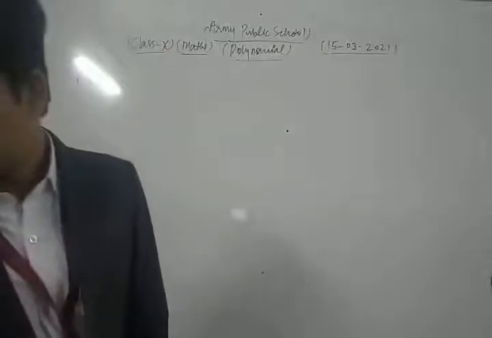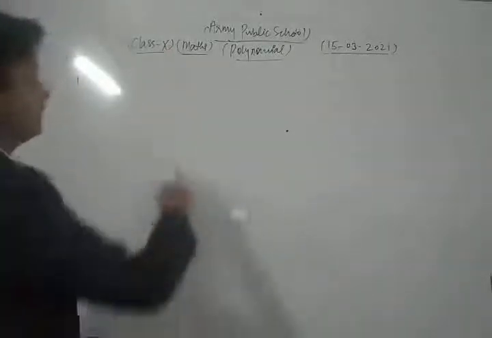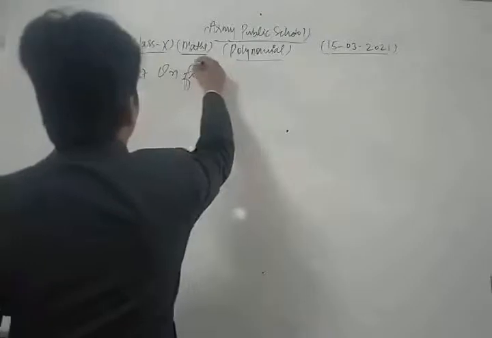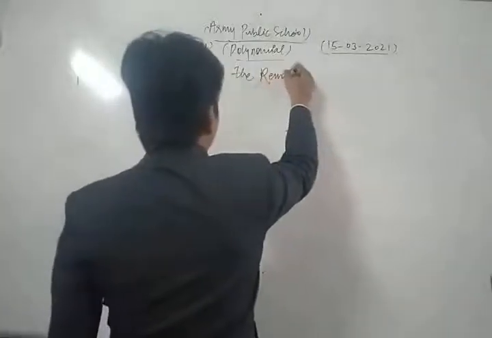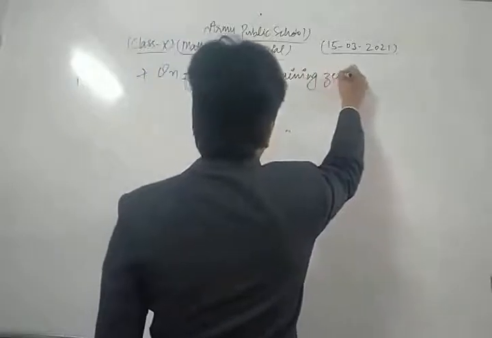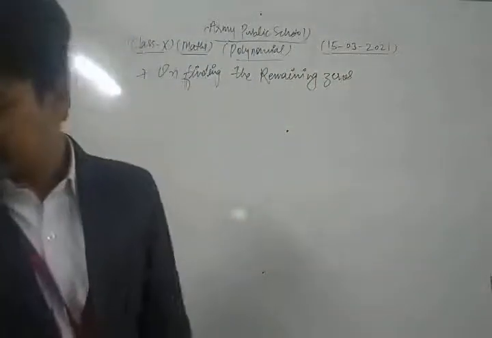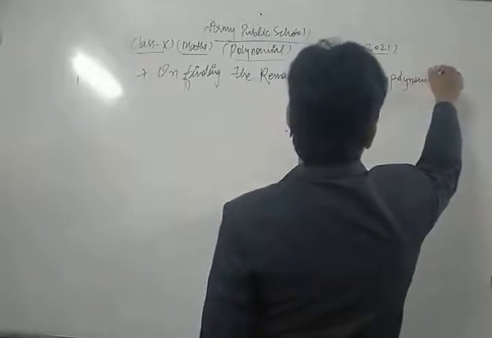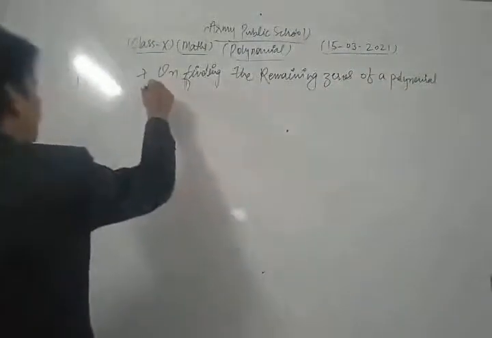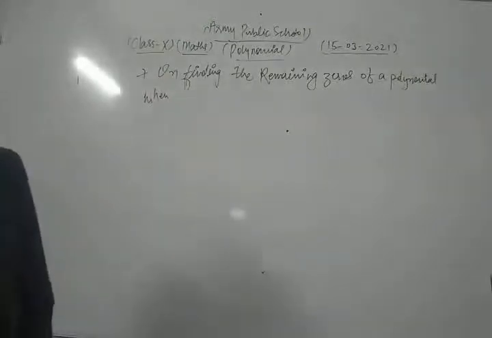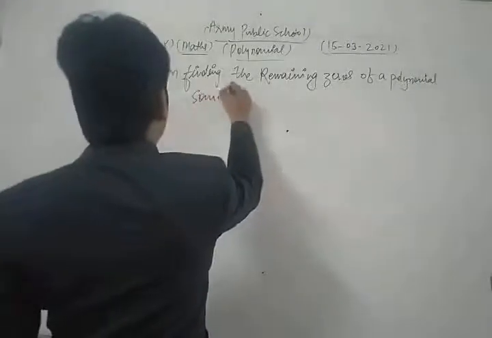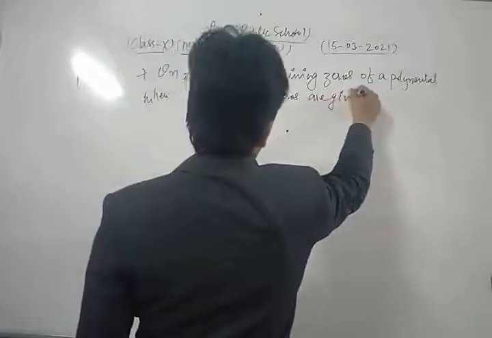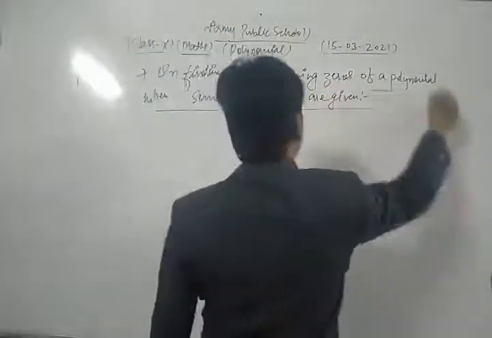The topic is on finding the remaining zeros of a polynomial when some of its zeros are given.